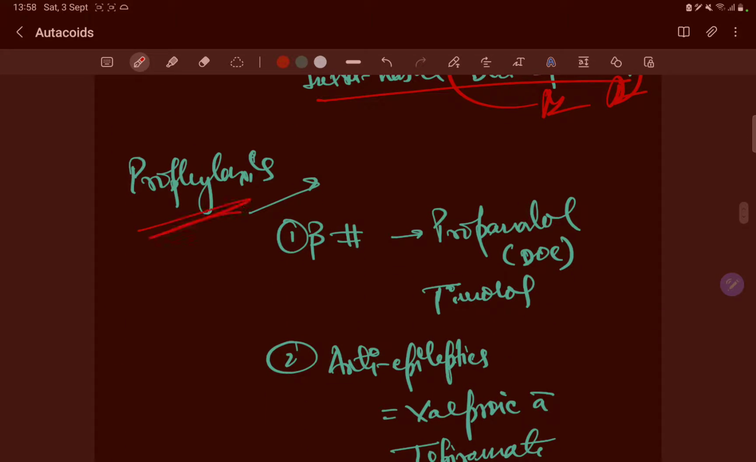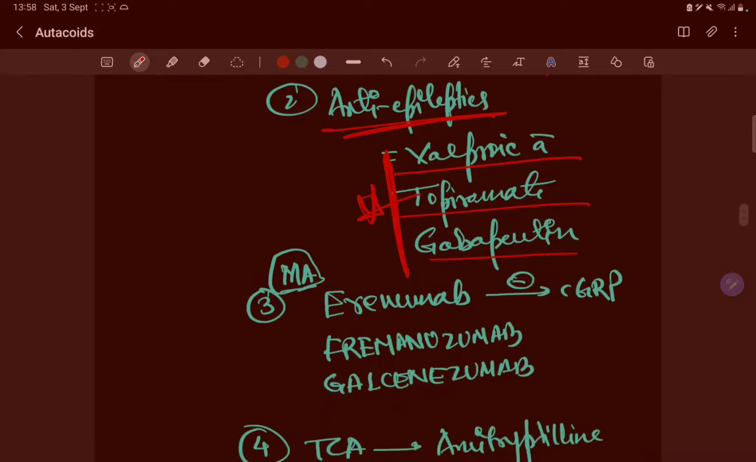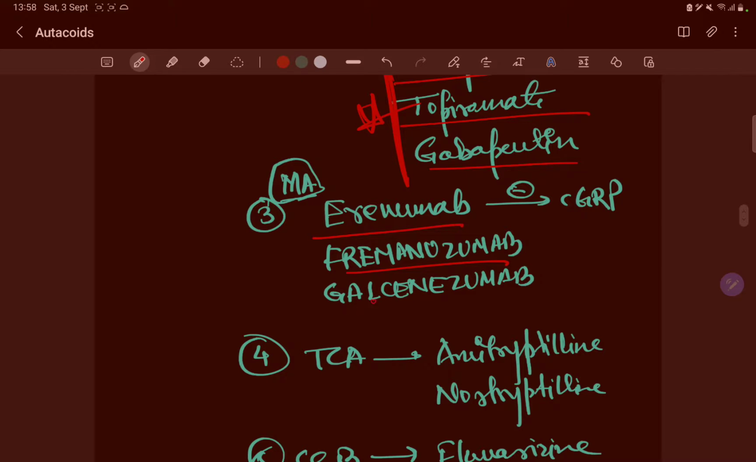Okay, prophylaxis. Among beta blockers, propranolol is the drug of choice. Timolol is sometimes used, not so important. Propranolol is the drug of choice. Anti-epileptics are valproic acid, topiramate and gabapentin. Monoclonal antibodies decrease the CGRP, the new concept of CGRP in migraine, so you should know about that. Erenumab, fremanezumab or galcanezumab, right? These three are used.